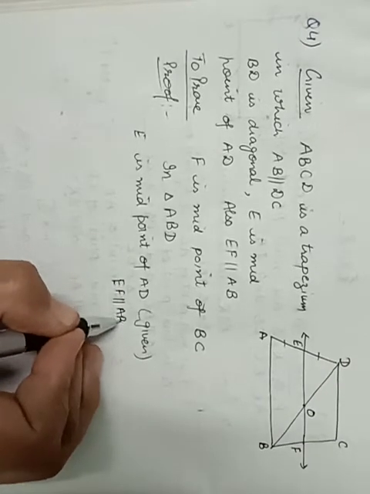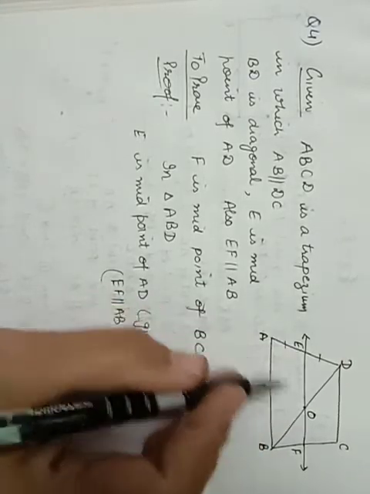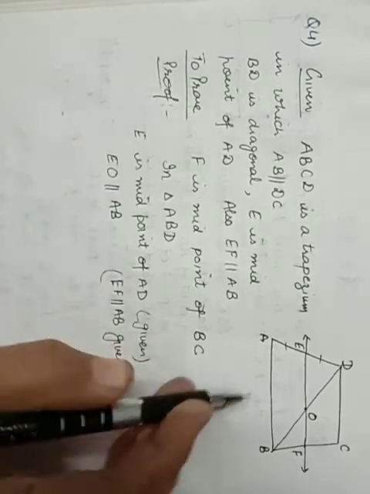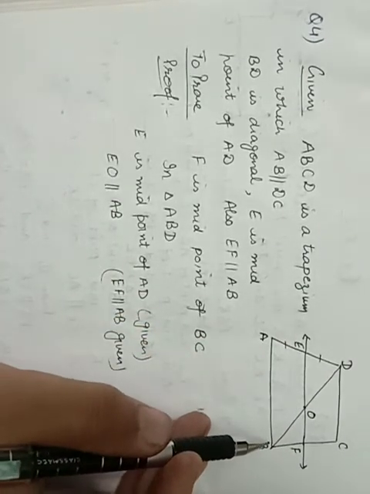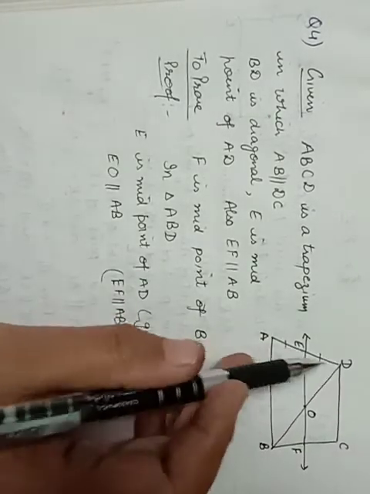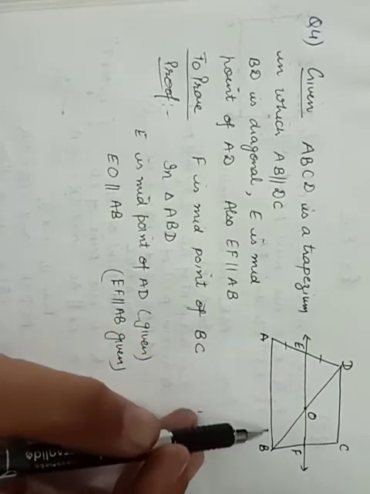This implies if EF is parallel to AB, then EO is also parallel to AB. It is its part, because if the full line is parallel, then the part of the line is also parallel to the same line. So in triangle ABD, we have proved that E is the midpoint of the first line and EO is the line parallel to the second line.